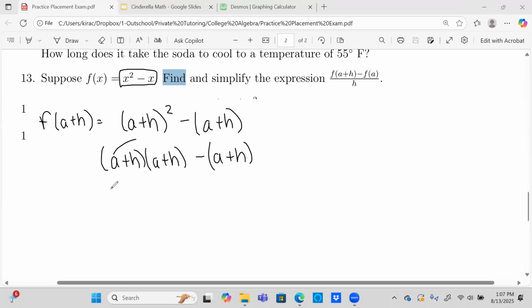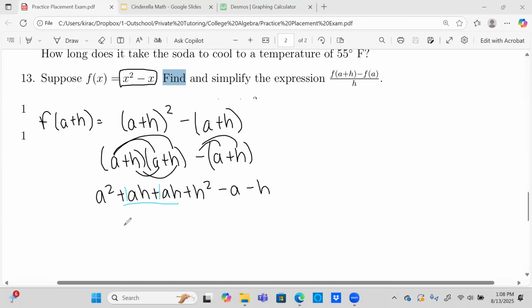Okay, so that's going to be a squared, 2ah, h squared, and then distribute this minus. Okay, combine like terms, which I think is just these two right here. There's a 1, there's a 1. So this would be a squared 2ah, and then just drop everything. Okay. That is f of a plus h, the blue.